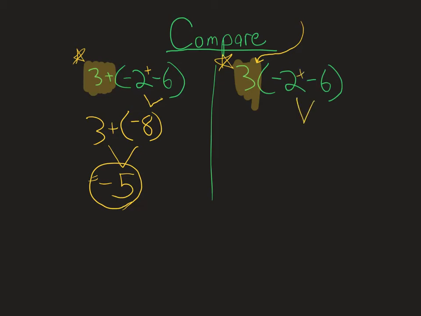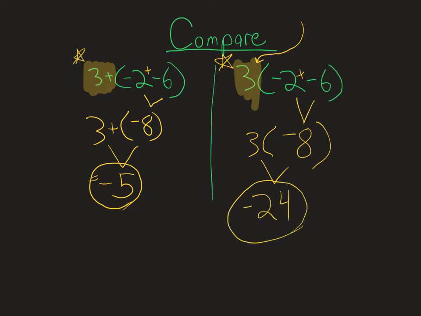Negative 2 plus negative 6, negative 8. But now, this is a multiplication. 3 times negative 8. And remember, single negatives always go to the answer when you multiply. So we end up here with negative 24. Notice a very different result because it was set up from the beginning as a different problem.